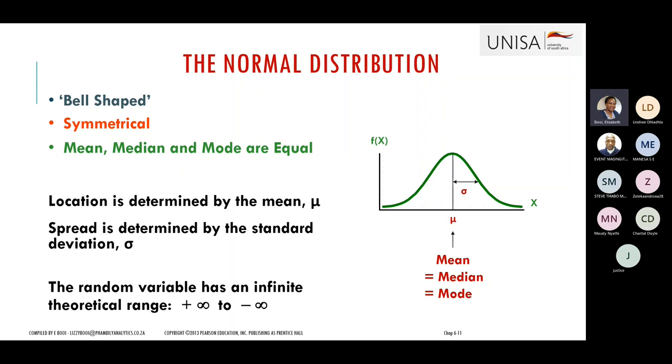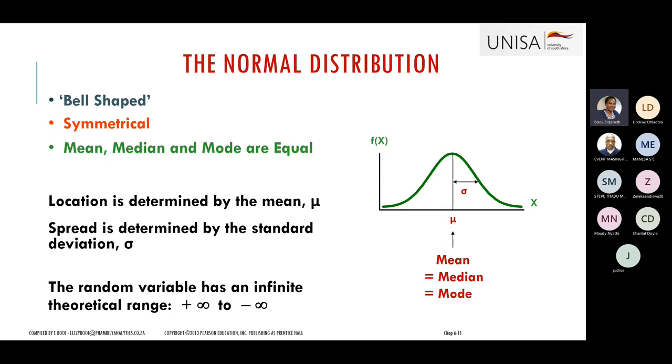Sometimes when you answer a question, they might not give you the standard deviation, but they might give you the variance. And we all know that the standard deviation is the square root of your variance, and your variance is the square of your standard deviation. So if in the question they didn't give you the standard deviation, but they give you the variance, you first need to calculate the standard deviation before you can answer the question.